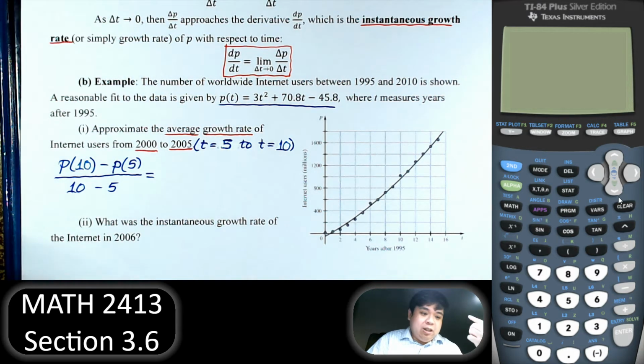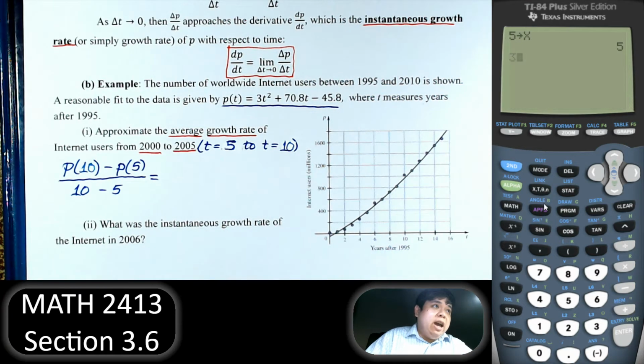if you have a calculator like this, I will let 5 store into x. If I want to evaluate the function at a few more points, I can just type that and then have 3x squared plus 70.8 minus 45.8. So that is when t equal to 5.